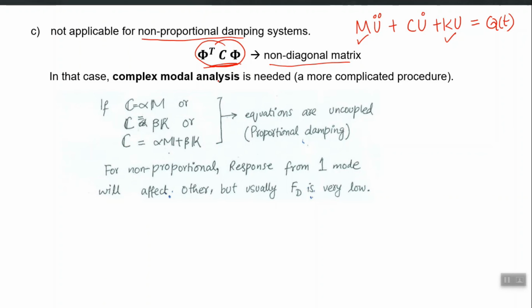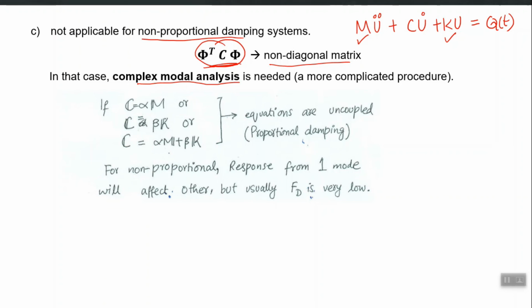So therefore the damping should be classical damping, which means that this condition, that this is a diagonal matrix, should be true in order for this method to work. If we have non-classical damping or non-proportional damping, then there is a complex modal analysis which can be used for forced vibration response, but we will not go into its detail.